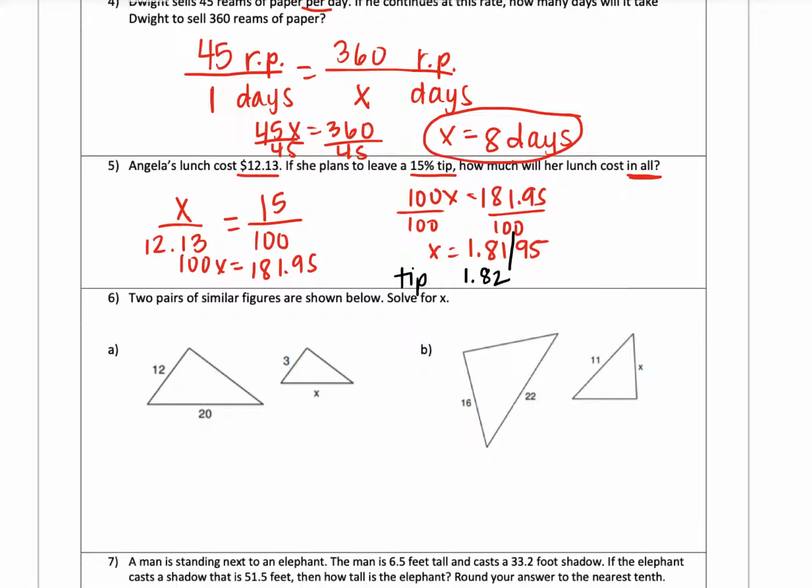But the question said, how much will her lunch cost in all? So we need to say, well, the tip was $1.82, but all her food cost $12.13. So in all, that's going to need to be added together. She will pay $13.95 for her lunch with the tip included.